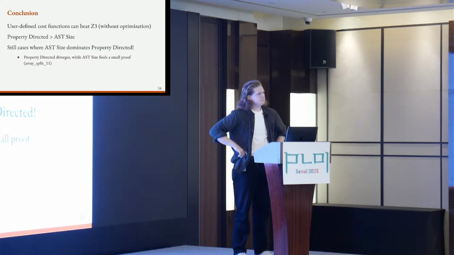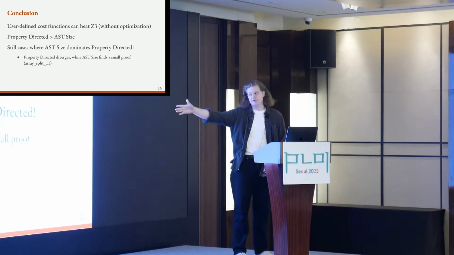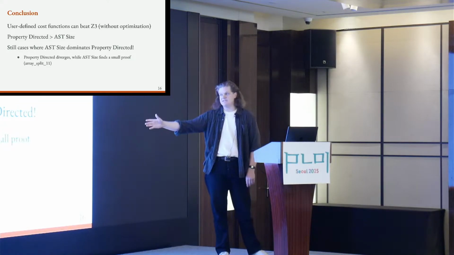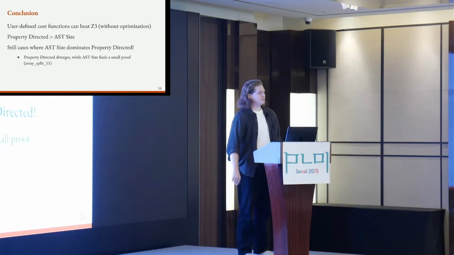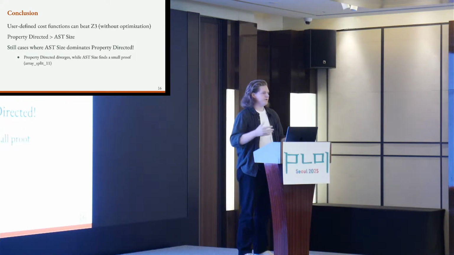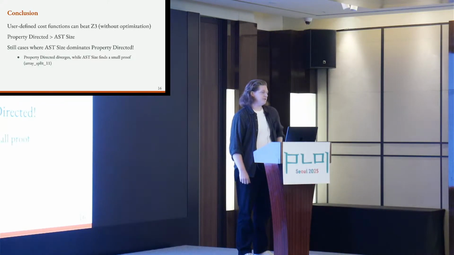Do you think there is a kind of universal cost function that can help everything? Definitely not. We saw that even this AST size cost function will beat property directed on some amount of the problems. The problem is too difficult. The search space is too large to have a one size fits all cost function.